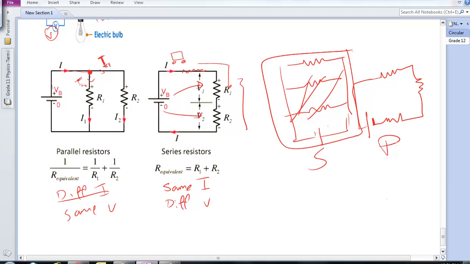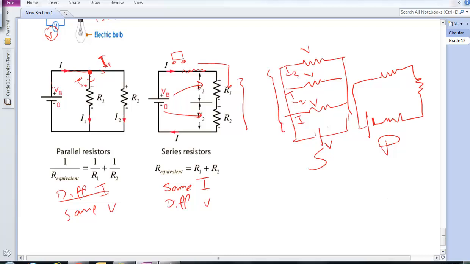And this explains why each one of the parallel resistors has the same voltage. This is V, this is V, this is V, and this is V. But the I is going to be I1, I2, and I3. And the total of the three I's will be the same as this. We call it I equivalent.